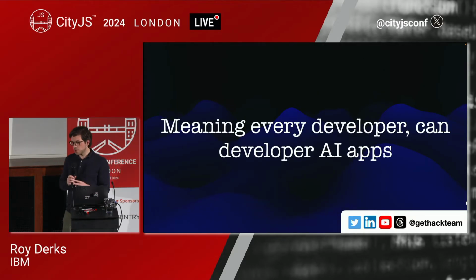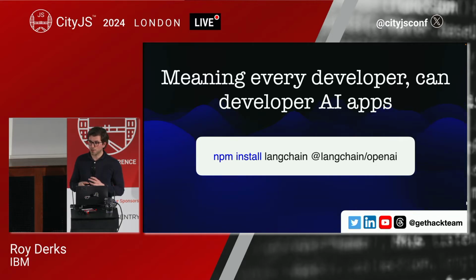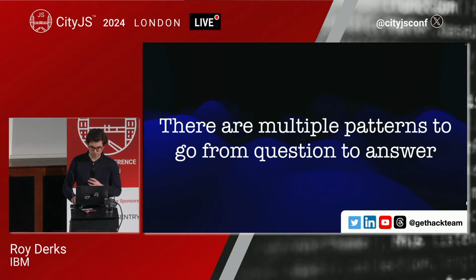So this means every developer, including yourself, can start developing AI applications. And the only thing you need to do is install some stuff from NPM, which I'm pretty sure you can all do. There's the core LangChain library that has most of the things you need, and then per LLM provider, there would be a separate library within the LangChain namespace that you can use to install the connection to those specific providers.